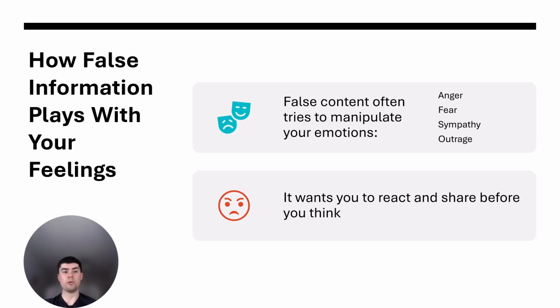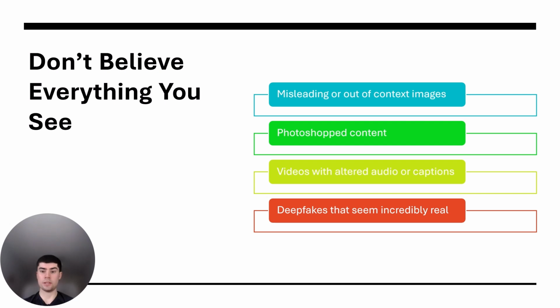So how does false information play with your feelings? It doesn't just trick your brain, it goes for your emotions. It's designed to provoke reactions like anger, fear, sympathy, and outrage. The goal is to get you to share it before you even think. If a post makes you feel a strong emotion right away, pause for a moment. That emotional reaction is often a sign that the content is manipulative.